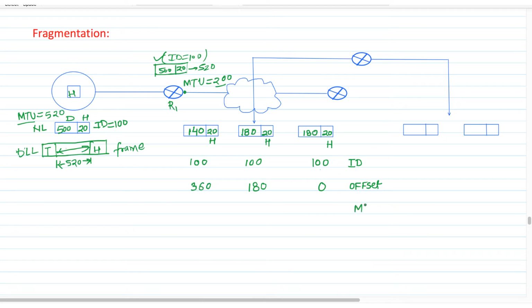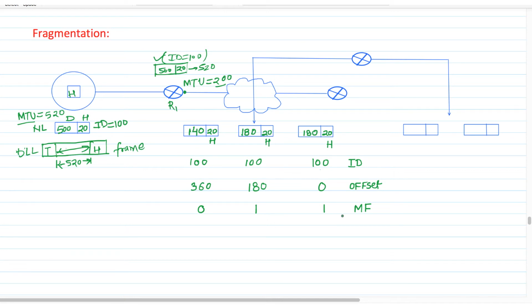Now the MF field, the more fragment field. More fragment represents that this fragment is not the last one; there are more fragments after it. Is there any more fragment after the first? Yes, so the MF value will be 1. Same way, after the second fragment, is there any more fragment? Yes, so the MF value will be 1. And after the third fragment, is there any more fragment? No, so the MF value will be 0. MF can have either 0 or 1. It will be 1 if more fragments are available, and 0 if no fragment is available after that fragment.